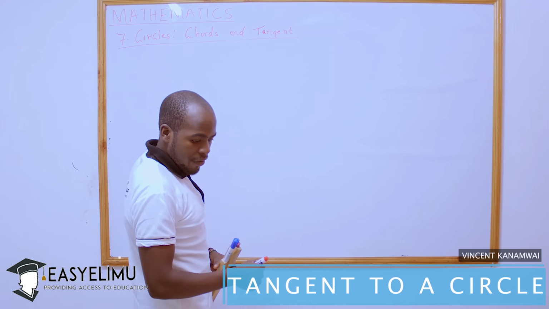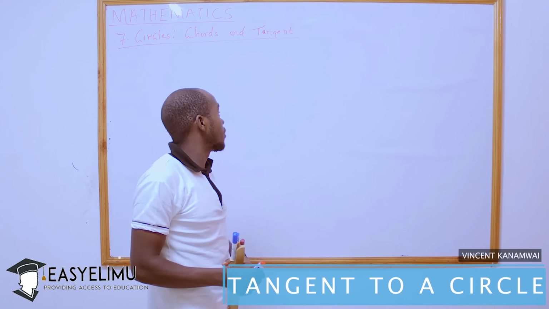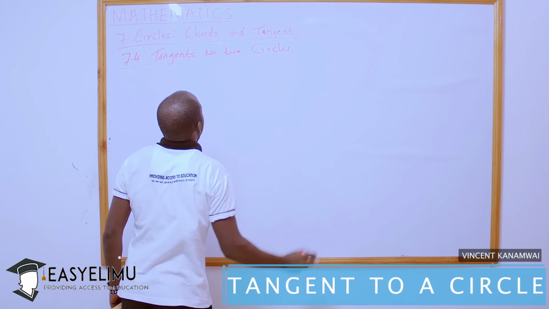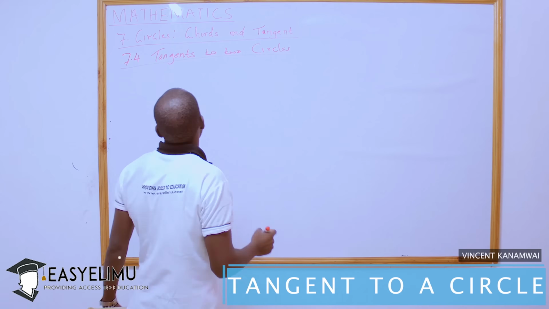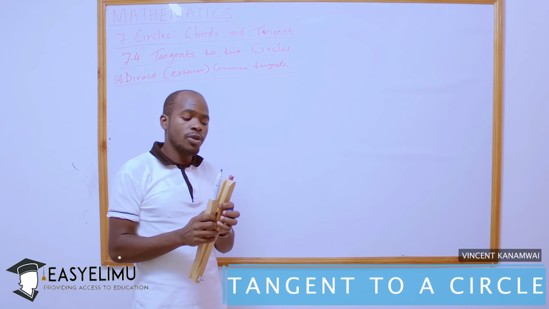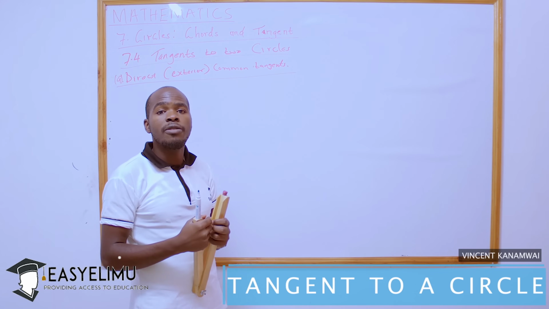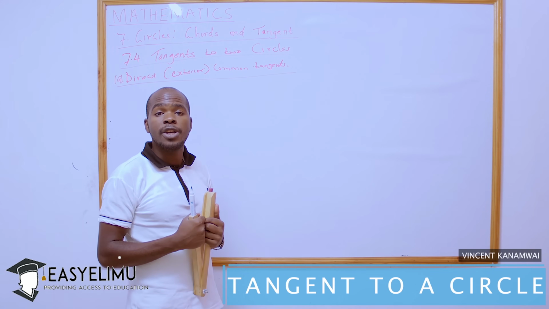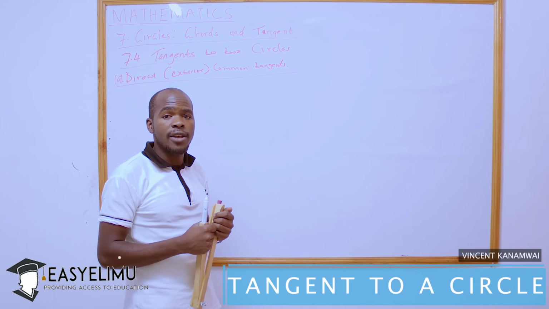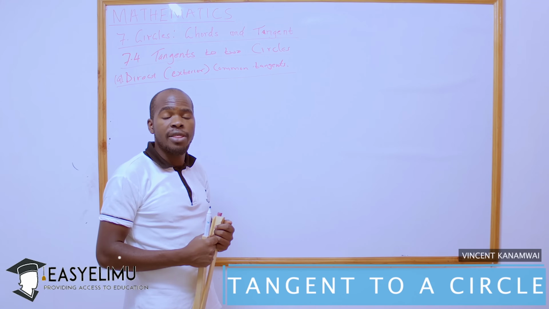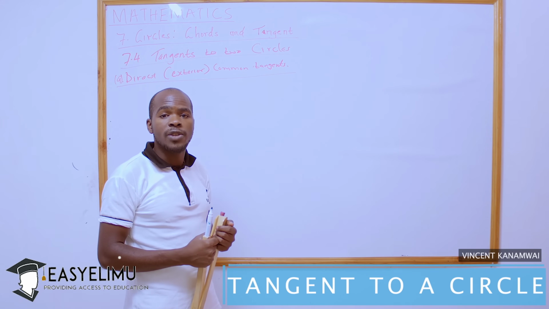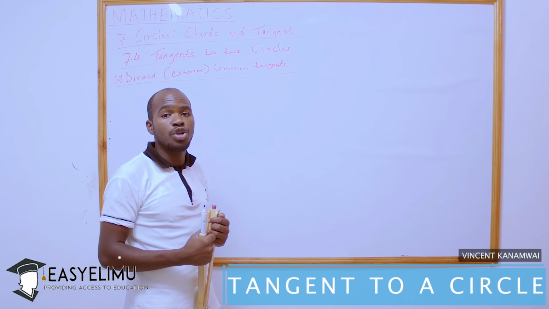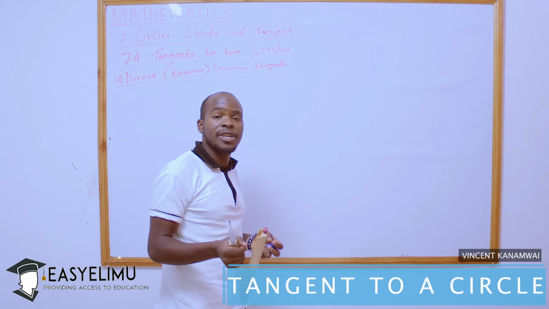Let's now see how we can find tangent to two circles. And we shall start with an exterior or direct common tangent. Here you will be given the measurement of two circles, the radius of a given circle and another one, and then you'll be given the distance between the two circles, or the distance between the two centers of those radii.